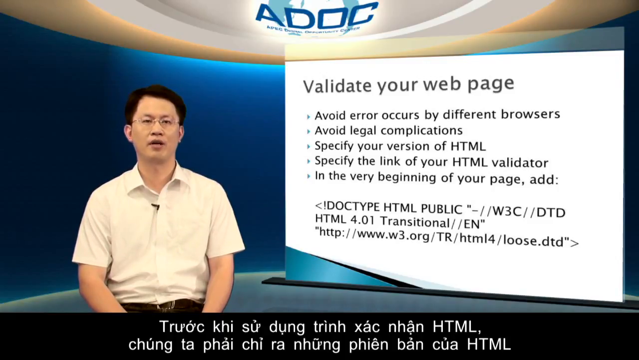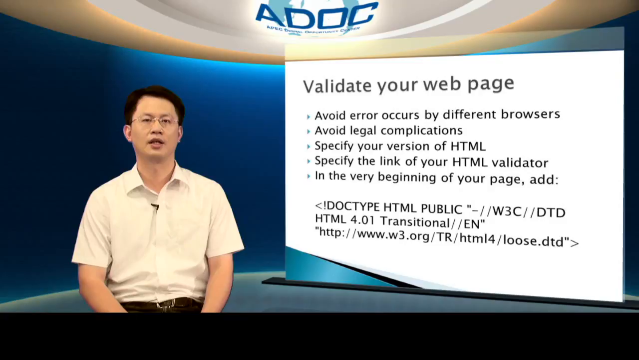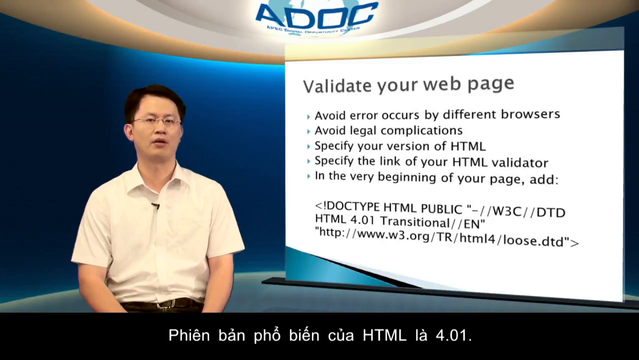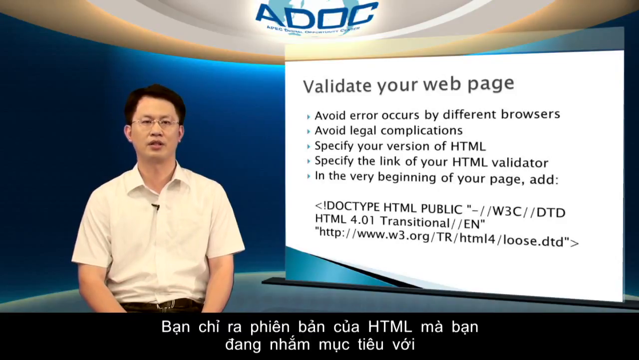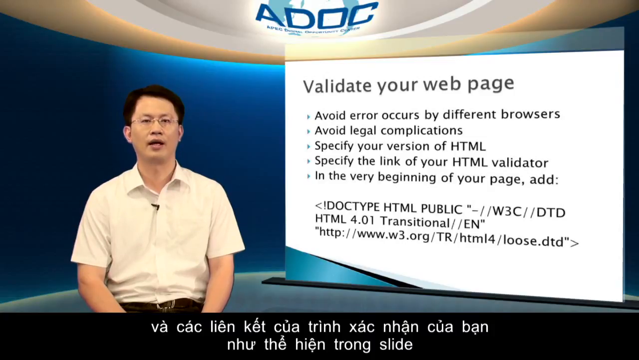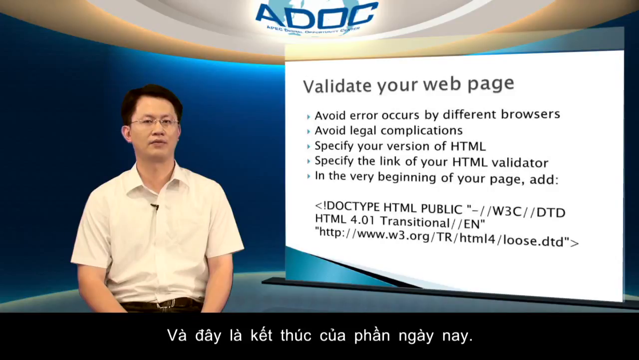Before using the HTML validator, we have to indicate what version of HTML we are writing our documents in. The common version of HTML is 4.01. You indicate the version of HTML you are targeting, and the link of your validator, as shown in the slides, at the very beginning of your web page. And this is the end of today's section.